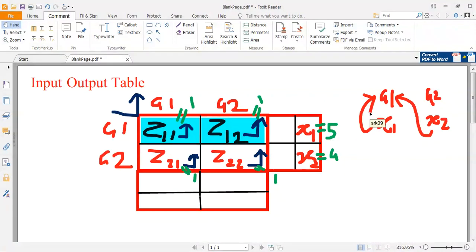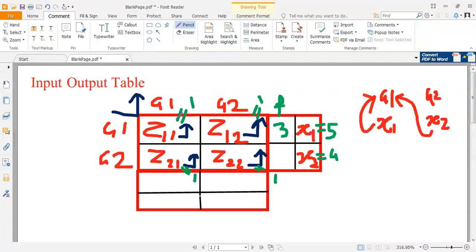So where did the other outputs go? The other output is called the final demand. Now, what is the final demand? First of all, the final demand will be the rest of the production. So it's 5 minus 2, that's 3, right? So what is this final demand all about?